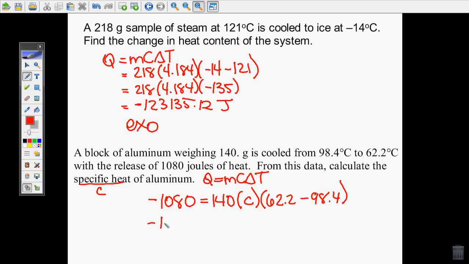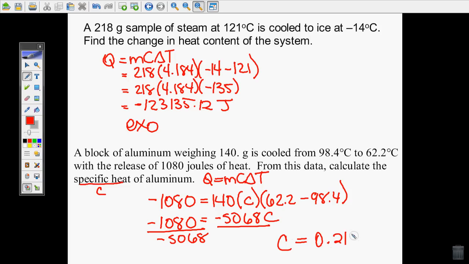So then I get negative 1080 equals 140 times 62.2 minus 98.4, times C. 140 times that gives me negative 5,068 C. Divide both sides by that. And C equals negative 1080 over negative 5,068. I'm getting 0.213. This is my specific heat of aluminum, sorry. All right, I hope those problems were helpful.